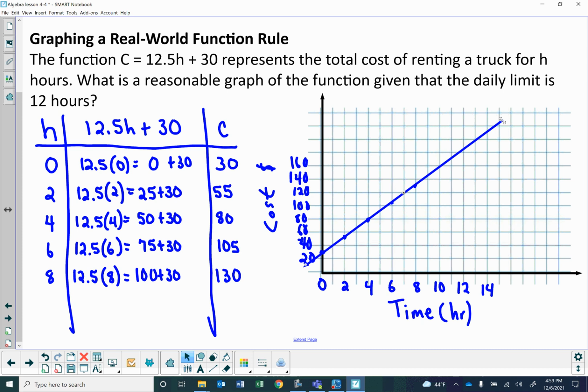So there's my graph. And of course, I didn't put my arrowhead on it, so I now need to put my arrowhead over here. There we go. And of course, I should label it. C equals 12.5H plus 30.